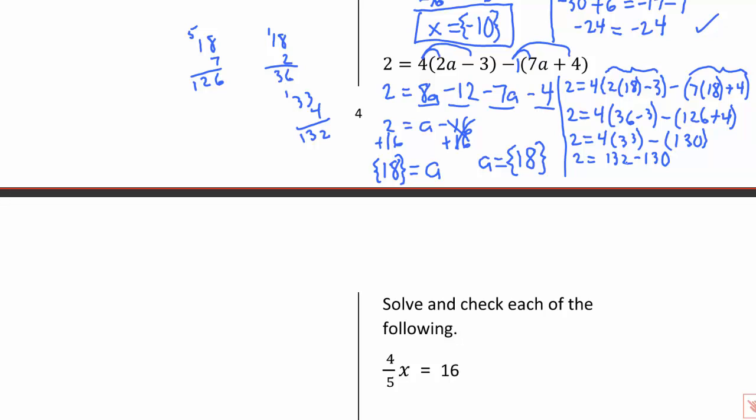So we get 2 is equal to 132 minus 130, and 132 minus 130, the difference is just 2. Therefore, 2 is equal to 2. That means that a equals 18 is, in fact, the solution set to this original problem.